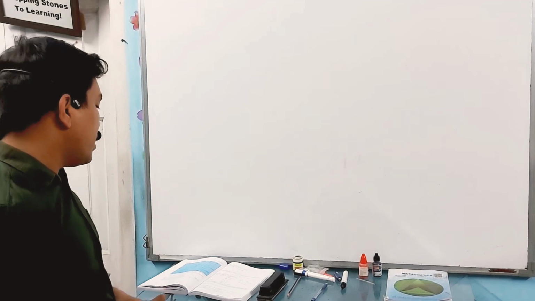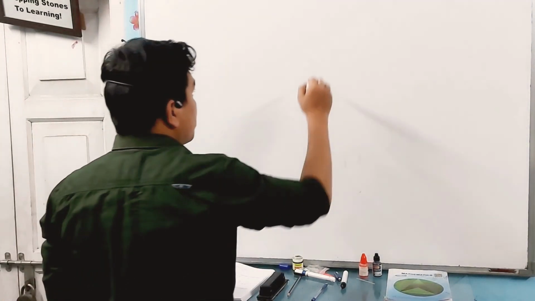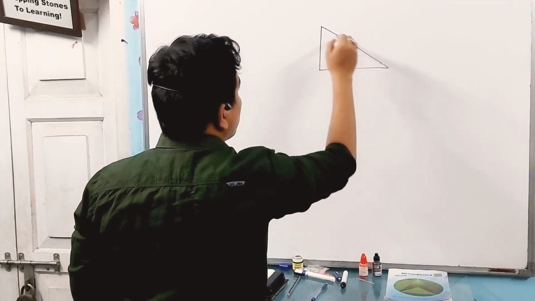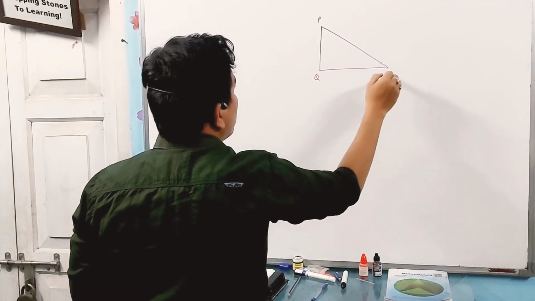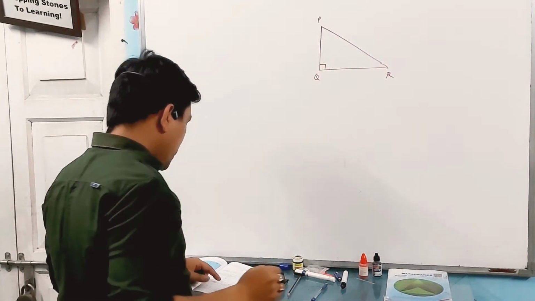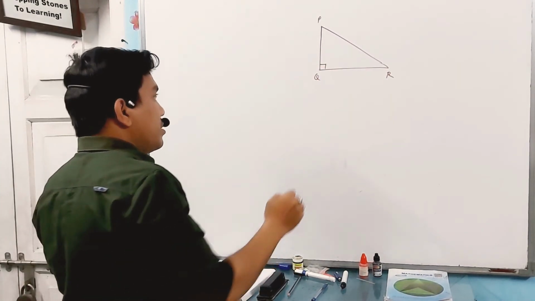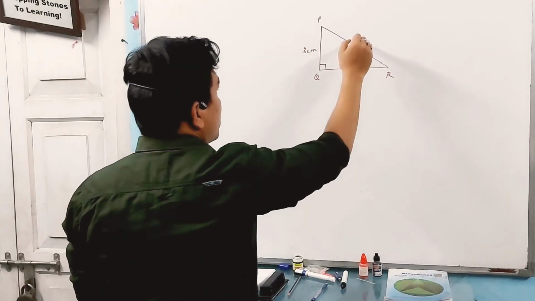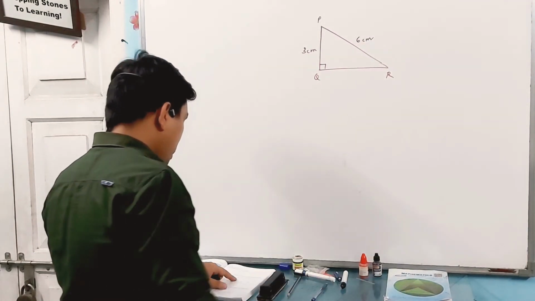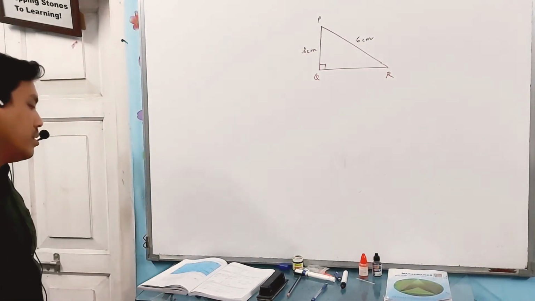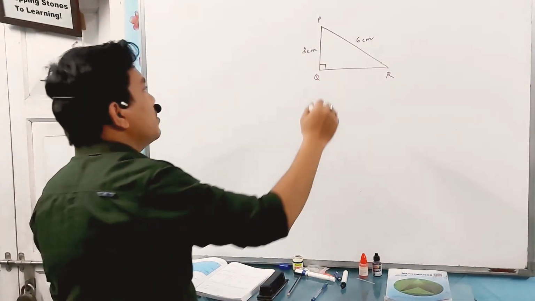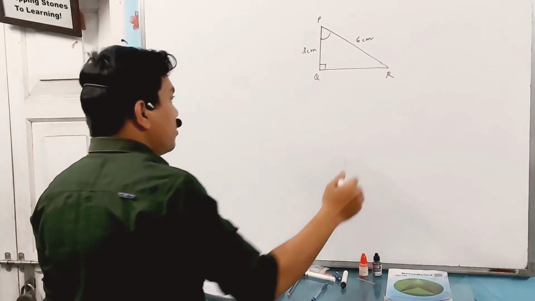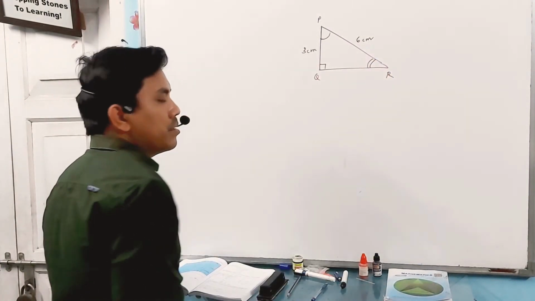Example 7. In triangle PQR, right angle at Q. PQ is given as 3 centimeter. PR is given as 6 centimeter. We have to determine angle QPR and angle PRQ. These angles we have to determine.